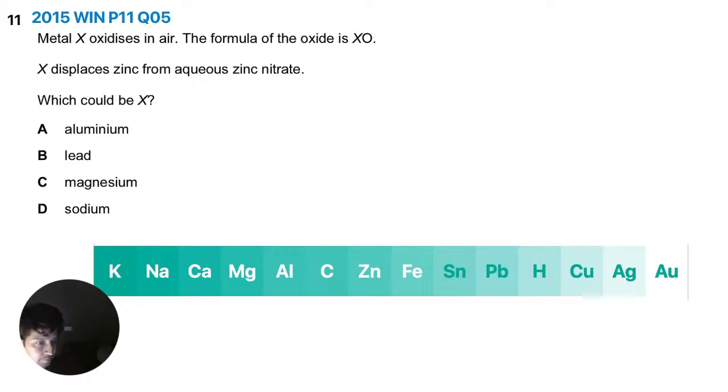Magnesium sounds right. C, magnesium, people know their stuff. Okay. C, metal X oxidizes, the formula of the oxide. This is another way of telling us the charge on the metal is 2+. X displaces zinc from aqueous zinc nitrate, so X is also more reactive than zinc. Where is zinc? Over here. So X is before zinc.